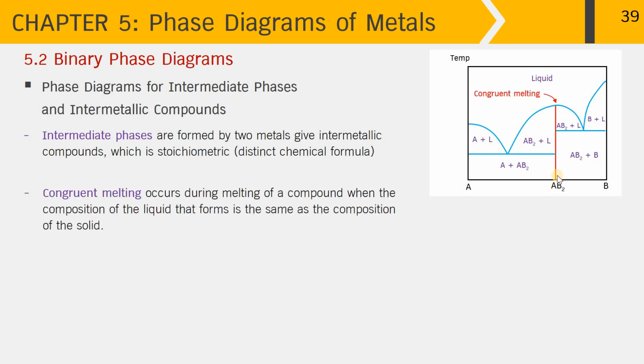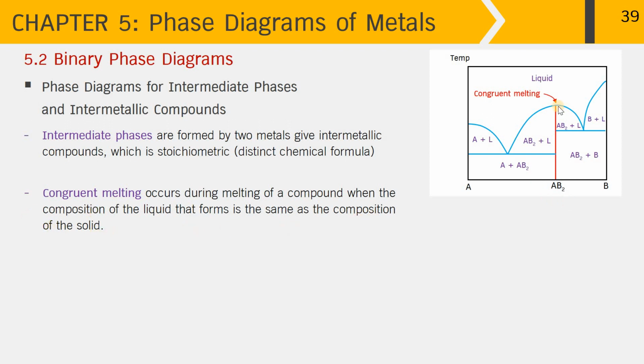And at the composition of AB2, once we increase the temperature, the melting of this compound is said to be congruent melting. And that is, the congruent melting occurs during melting of a compound when the composition of the liquid that forms is the same as the composition of the solid.